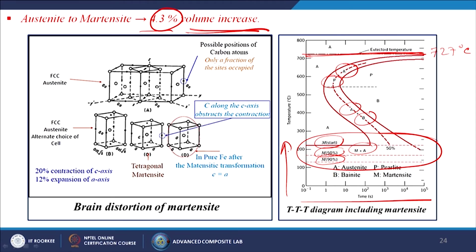In this particular case you can understand that only the volume is changing, because some atoms, that is carbon along the C axis, obstruct the contraction. So, only the volume expansion is taking place in this case when we are changing from austenite to martensite. Now, there is another famous graph which is known as the continuous cooling transformation, or CCT diagram.